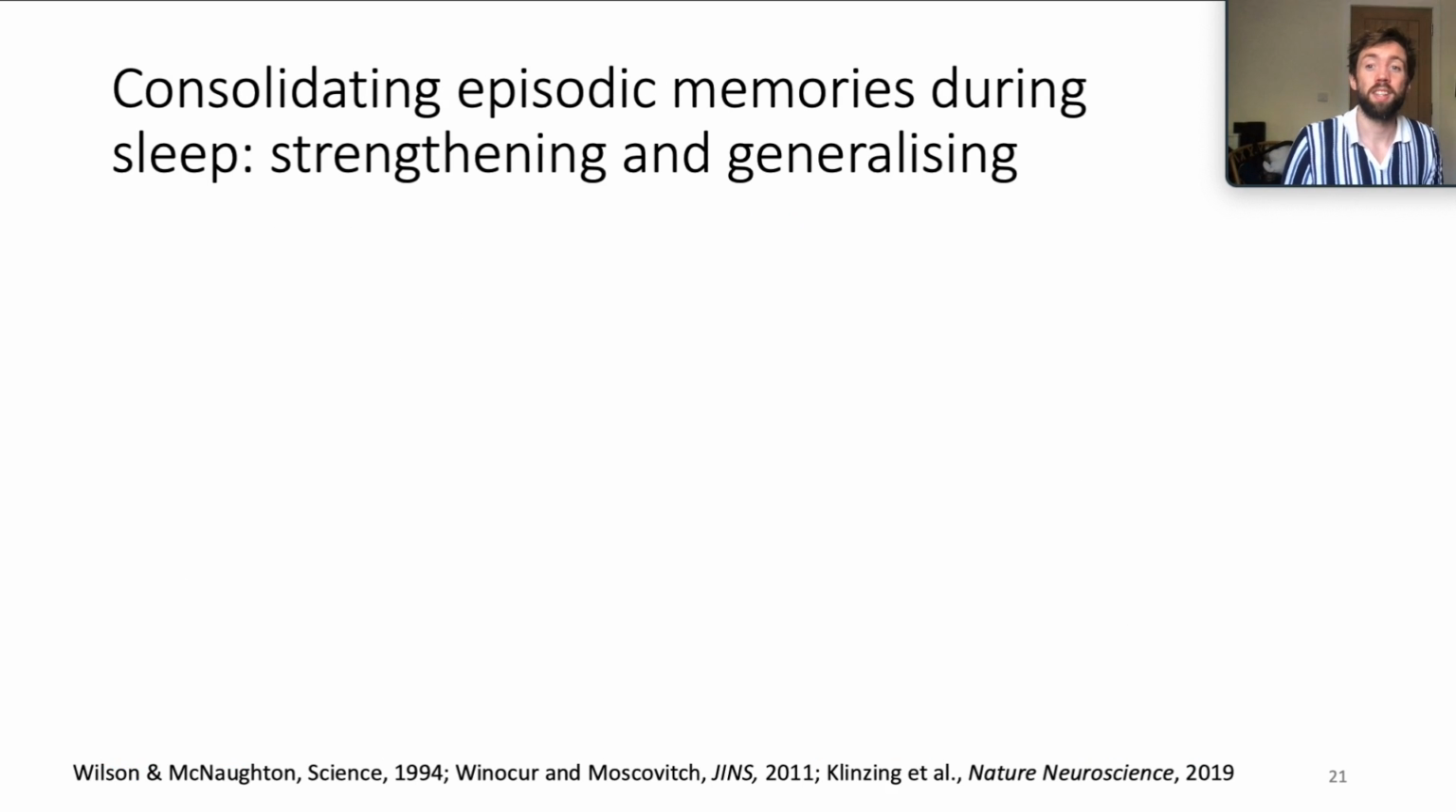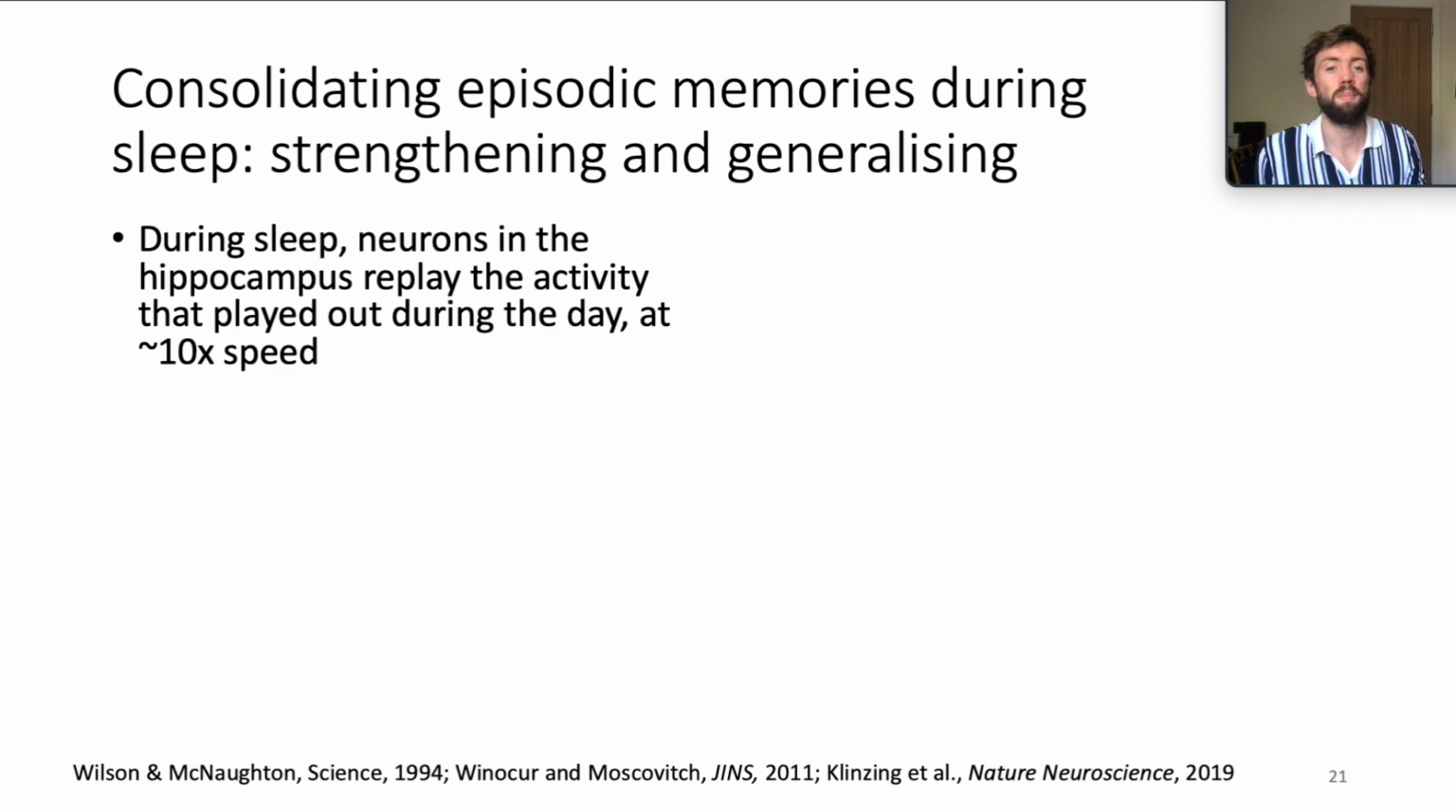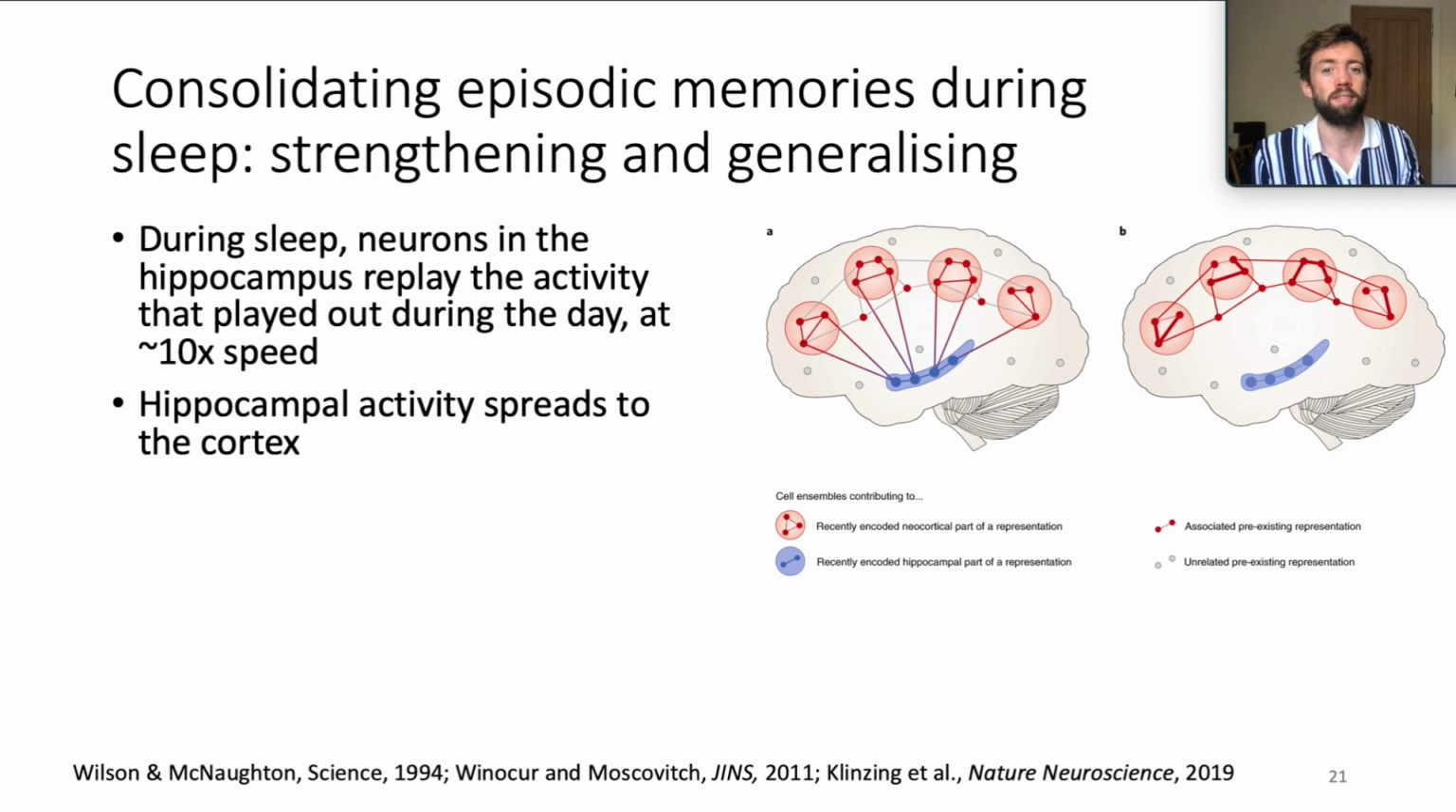So now we're going to finish off today's video talking again about consolidation, this time from a neuroscience point of view. Consolidating memories often occurs during sleep, and this is really a process of strengthening, generalizing, and adapting memories so that they can be used in certain ways. During sleep, neurons in the hippocampus replay activity that played out during the day, but they play it much faster than what happens during the actual experience. And this activity from the hippocampus, which is shown here in blue, spreads to the cortex, shown here in red.